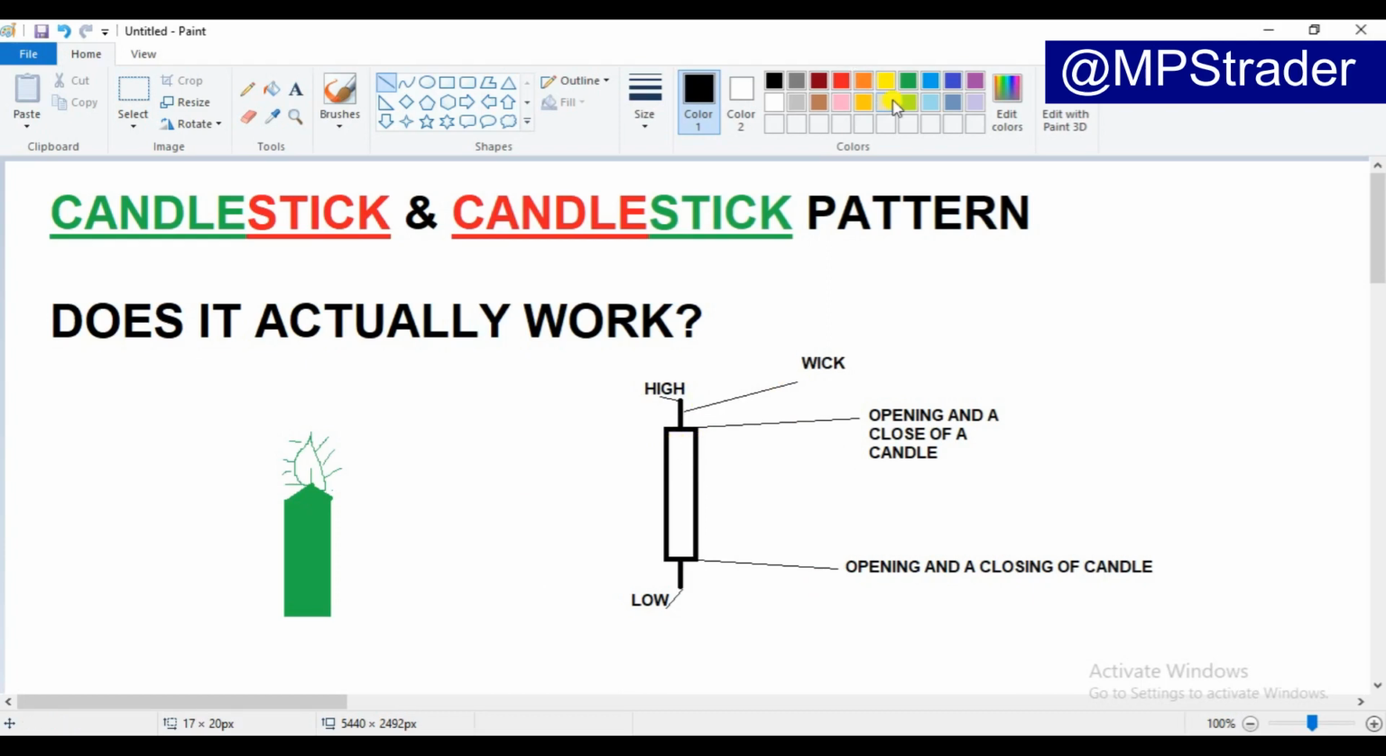So suppose if it's a green candle, then this will be the opening price, and this will be the lower low, and this will be the wick of the low, and this is the closing price, and this is the wick and high of the candle. This is the higher high, right? And if we give a red candle, this will be the opening of the candle and closing of the candle, and these two are the wicks, vice versa. So this is a candlestick.